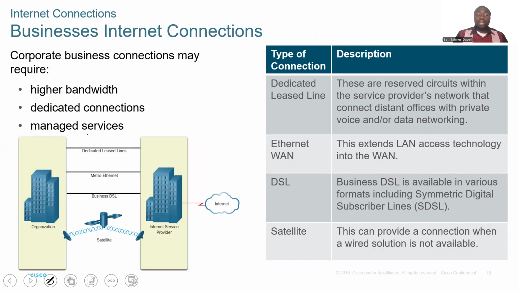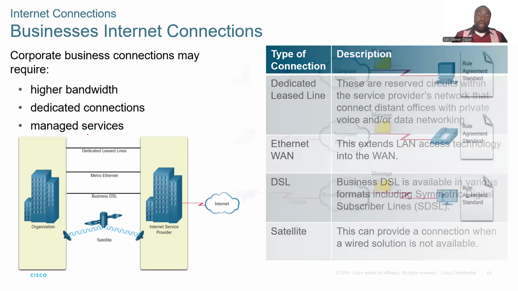But for organizations like your schools and your companies, you need higher bandwidth and you need a dedicated connection. For you to do that, you need what we call lease lines. A lease line is like a reserved circuit within the service provider's network that connects distant offices with private offices. Or you need the Ethernet WAN that extends the LAN access technology into the WAN.